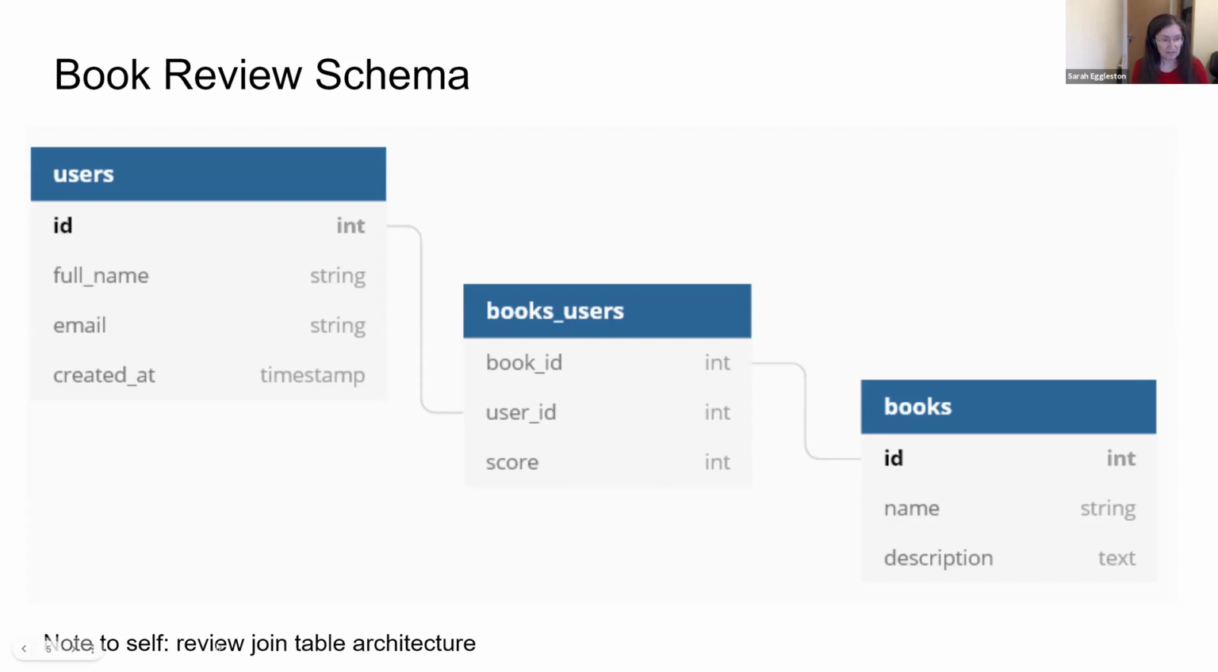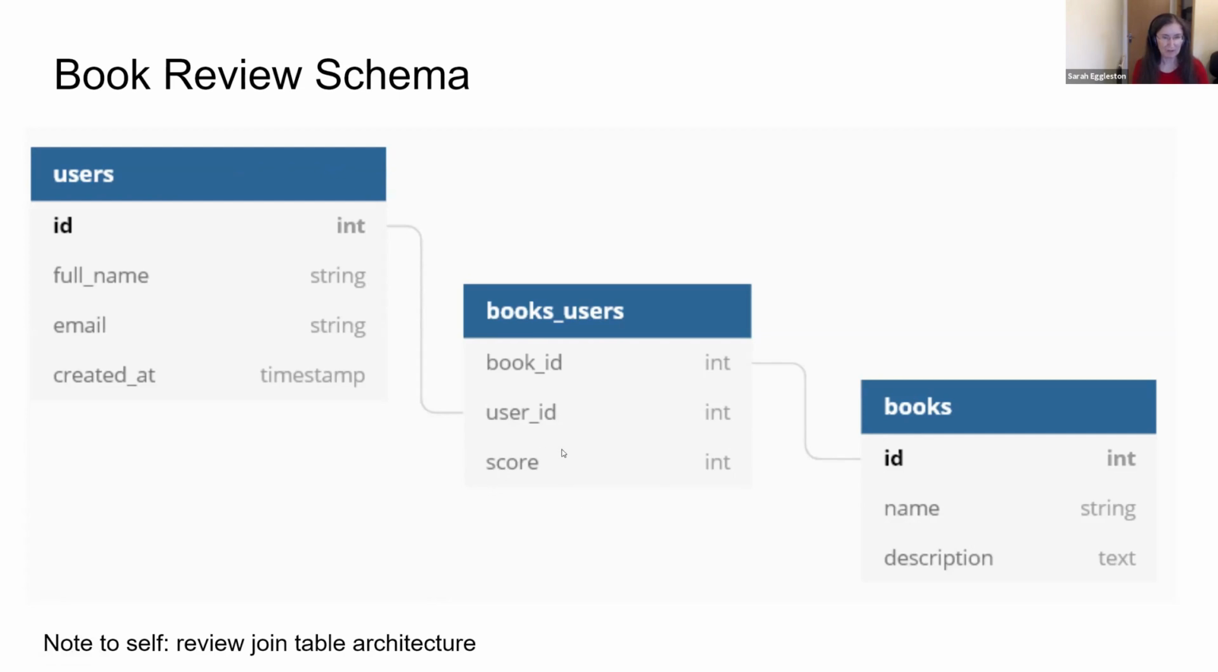I have a note to self here. I've got into trouble with join tables in the past. And it's always just a useful thing when you're building this kind of schema to just have a quick moment to think, do I put the fields in the right place?